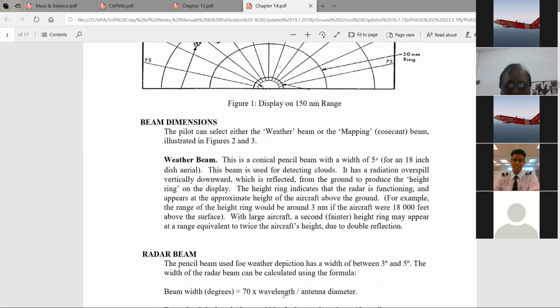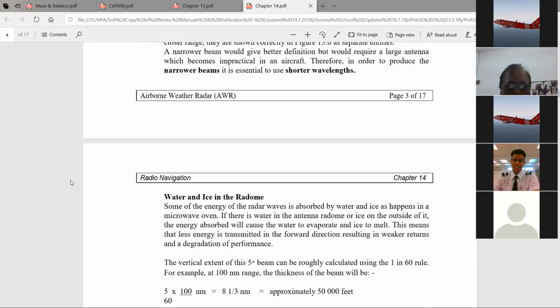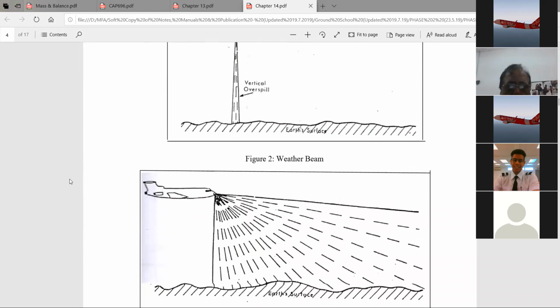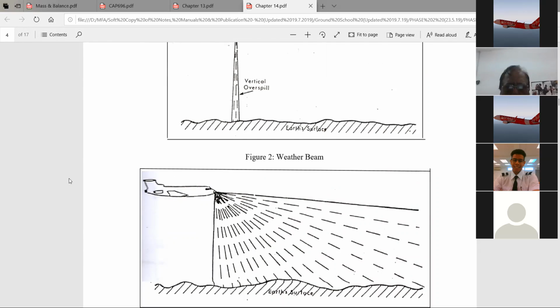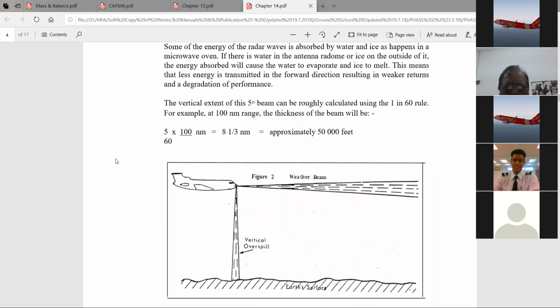I'll just show you. Yeah, this is how. Now, when you have selected the weather beam, the beam in front, can you see the beam which is going straight? It is called the weather beam. This depicts the weather. This scans 90 degrees left and right. And whenever you pick up the weather, that particular weather is depicted onto the weather radar screen and will tell you, okay, you have the weather at so-and-so place.